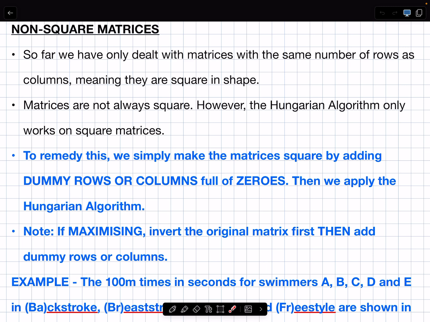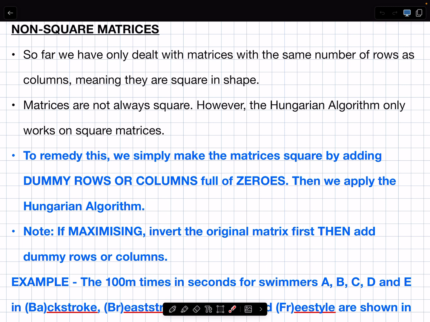How do we do that? You add a dummy row or a dummy column full of zeros. Then you apply the Hungarian algorithm. Please note, if you're maximizing, where you do the matrix inversion, you need to invert first, then add the dummy row of zeros or the dummy column of zeros.